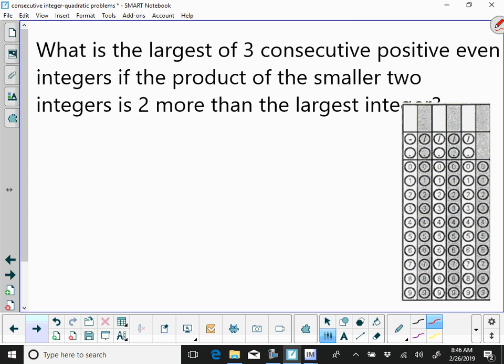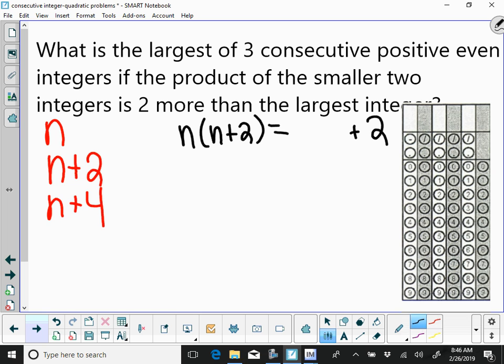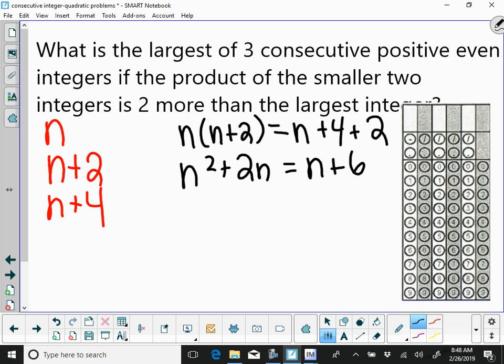Largest of 3 consecutive positive even. So for even, what are our symbols? N, N plus 2, and N plus 4. Even or odd is the 2, 4, 6, etc. If the product of the smaller two again, so that's N times N plus 2, is 2 more than the largest. All you have to do right now is distribute and get it set equal to 0. So distribute and get everything on the left side. That's where I want you to stop.